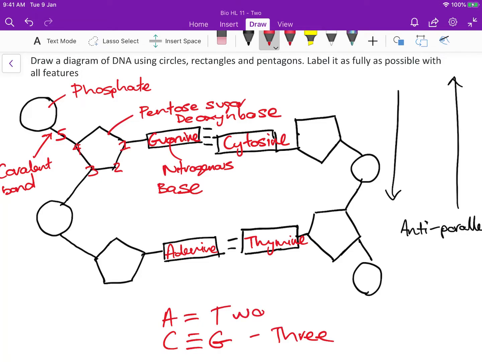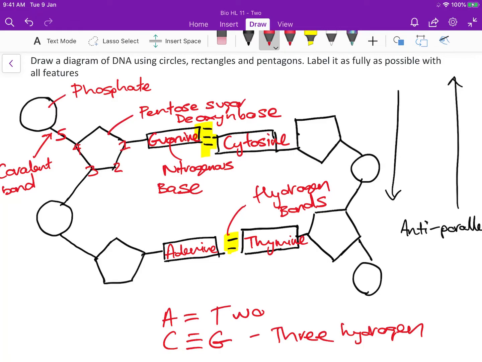And we can see up here that we have got 3 lines which are linking G and C. There are 3 hydrogen bonds, so we can label these as well. These are hydrogen bonds. And there are 3 hydrogen bonds between cytosine and guanine, and only 2 between adenine and thymine.